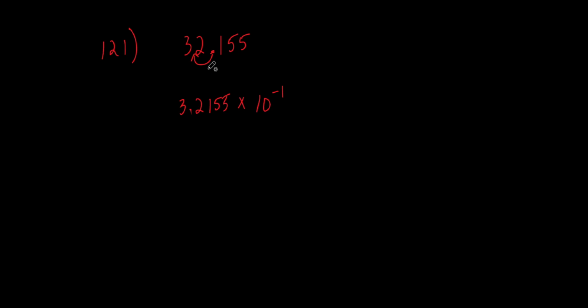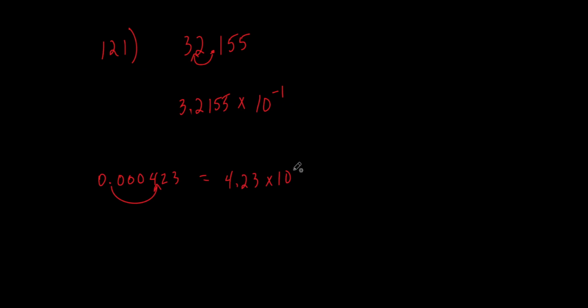Give me another one. You got it written down? 0 point 0, 0, 0, 4, 2, 3? Okay. So we have to change that into scientific notation. Where are we going to move our decimal? Between the 4 and the 2. So I'm going to go 4.23 times 10.